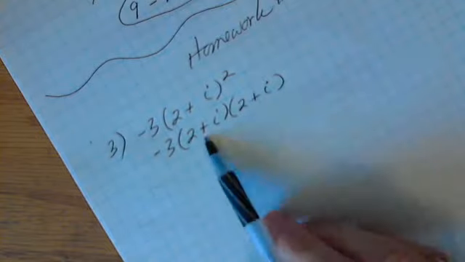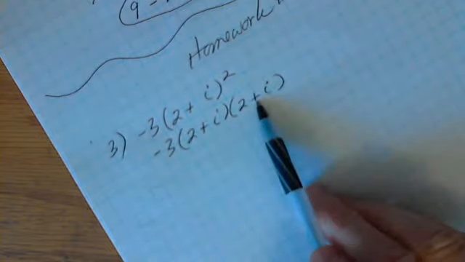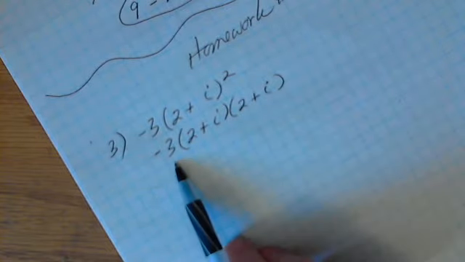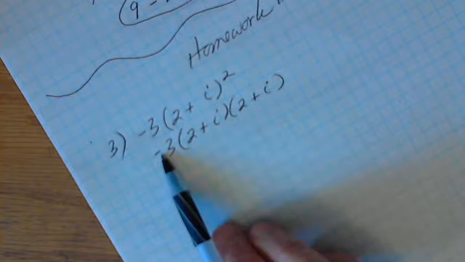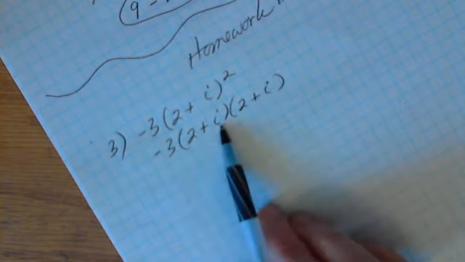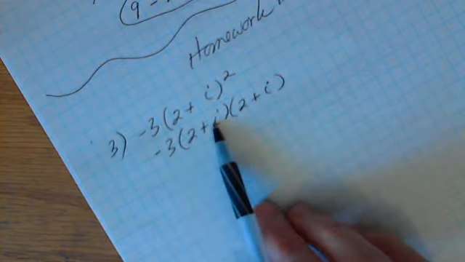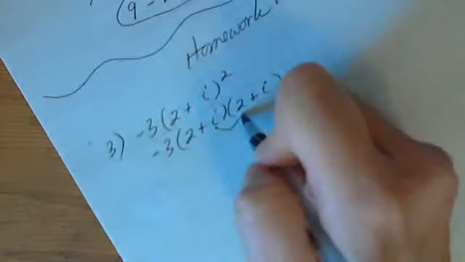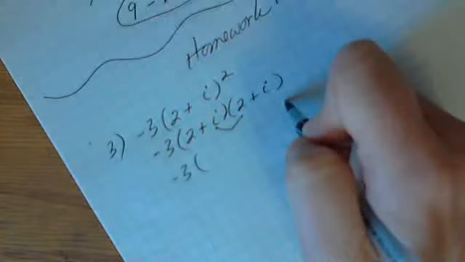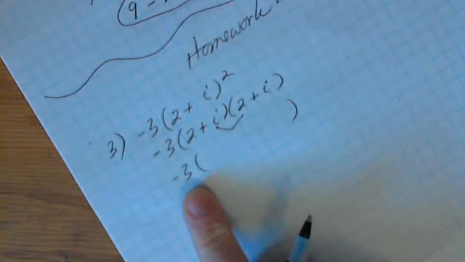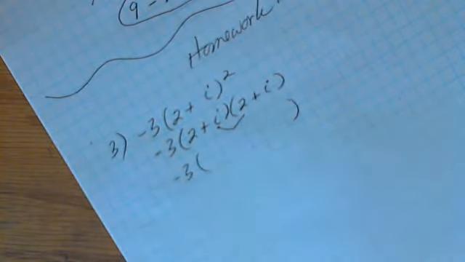Now, I'm going to need to multiply these two first before I multiply by the negative 3. I could go negative 3 times 2 plus negative 3 times i and multiply the negative 3 into this binomial first, but I think it's going to be easier to take care of these two first. Order of multiplying doesn't matter. So I'm going to get a bigger pair of parentheses ready with the negative 3 out front. Don't lose that negative 3.